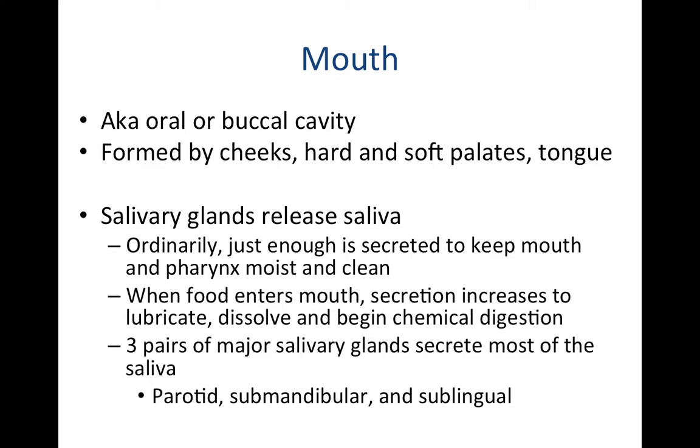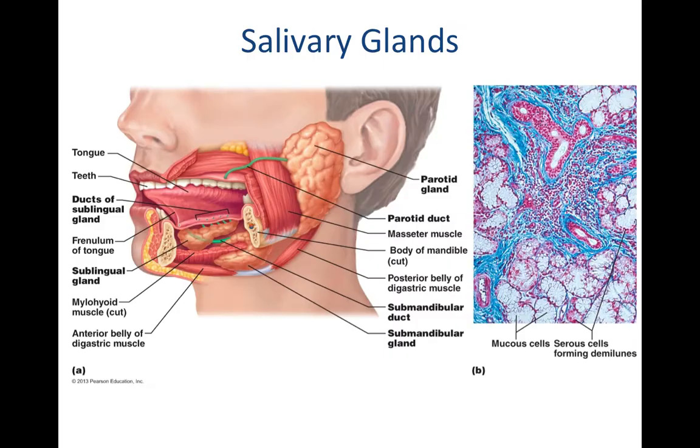You have three pairs of major salivary glands, including the parotid glands, the submandibular glands located within your mandible, and sublingual glands under your tongue. Here are the locations of those salivary glands. You'll notice the parotid glands are quite large, located just anterior to your ear. Here is a sublingual gland located underneath your tongue, and you can see the ducts that lead from that sublingual gland into your mouth. And then here's your submandibular gland. And notice all of these have ducts in green in this picture that will take that saliva that is sent to your mouth.